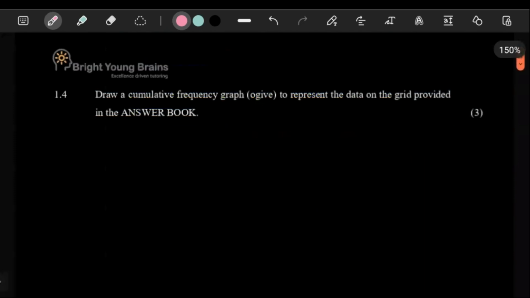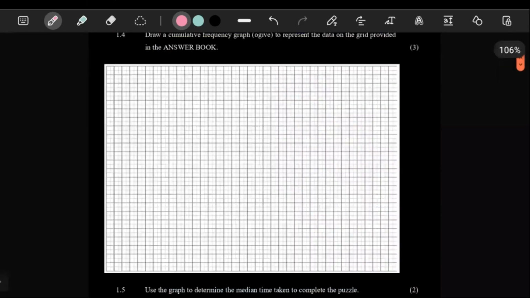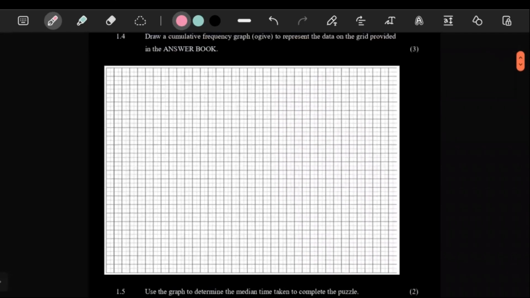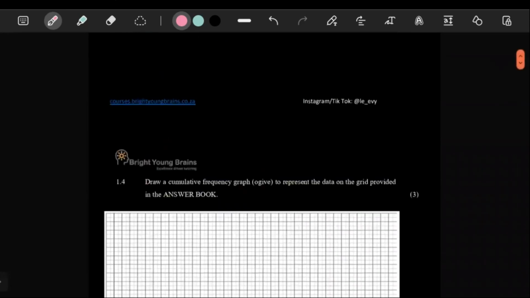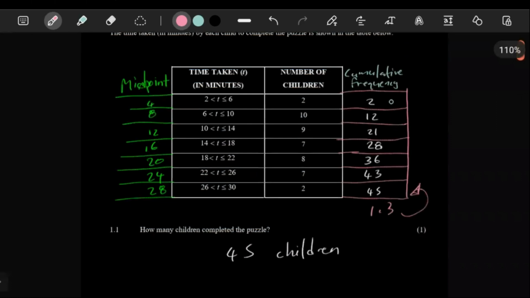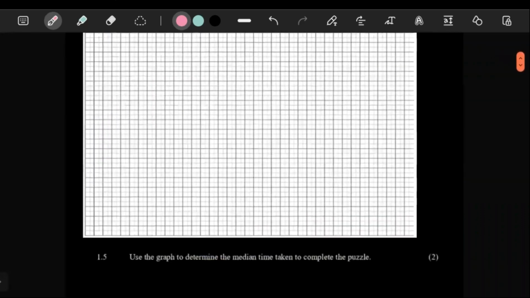1.4 says draw a cumulative frequency graph, which is an ogive, to represent the data on the grid provided in the answer book. On this grid paper, if you're going to draw your ogive, the one thing that you need to make sure of is your scale. In terms of the scale, you can base it on the values in your cumulative frequency column. So it's from 2 to 45. Counting in fives definitely makes sense.